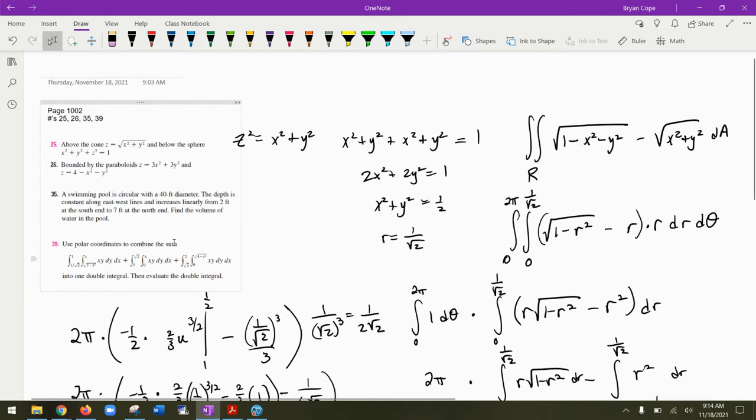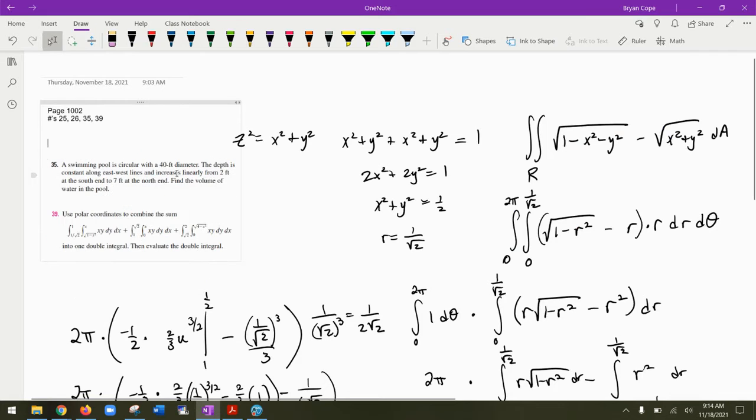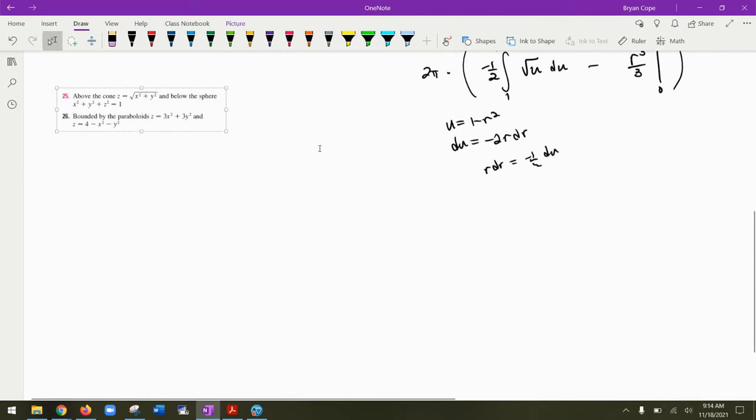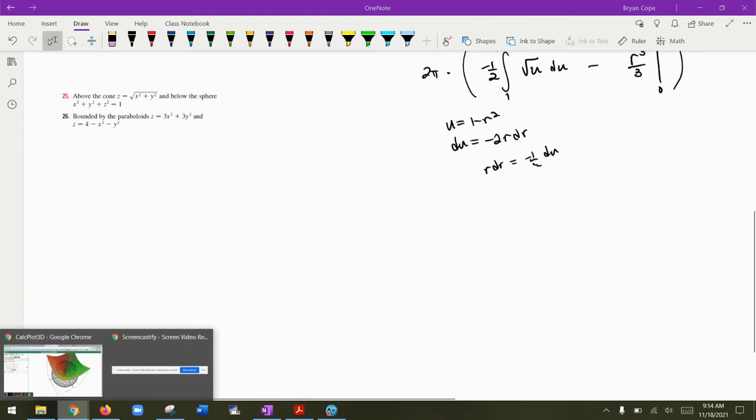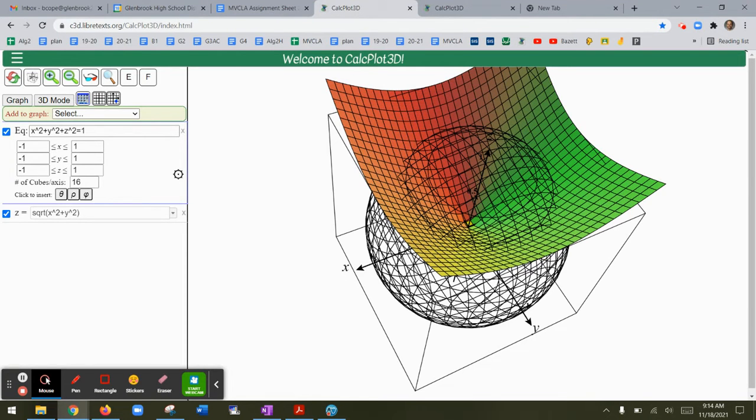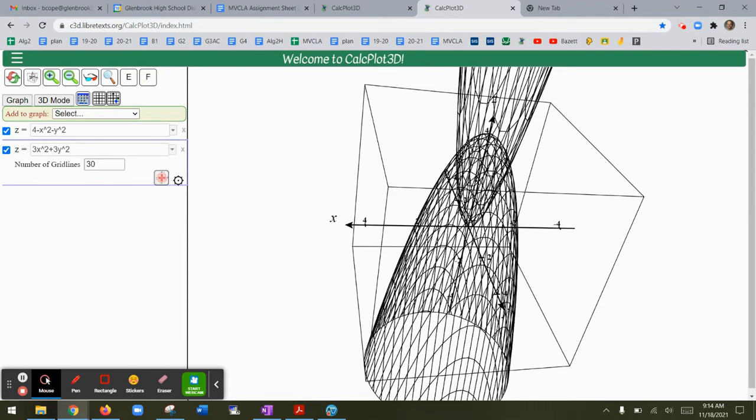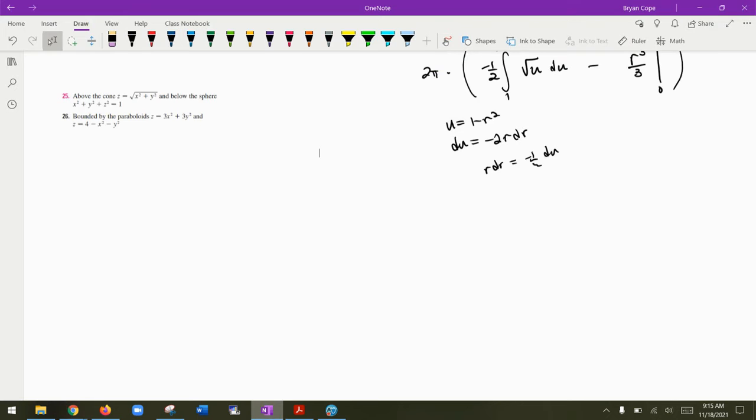Bounded by the paraboloids. Okay, so again, we need to find their intersection. Actually, I'm going to copy and paste this down so I can get down here. All right, so we have to find where the, I did that on CalcPlot 3D as well. There we go. They're both in wireframe. So we're looking for what's in between those two paraboloids. So we're going to do the top paraboloid minus the bottom paraboloid over the region where they're intersecting.